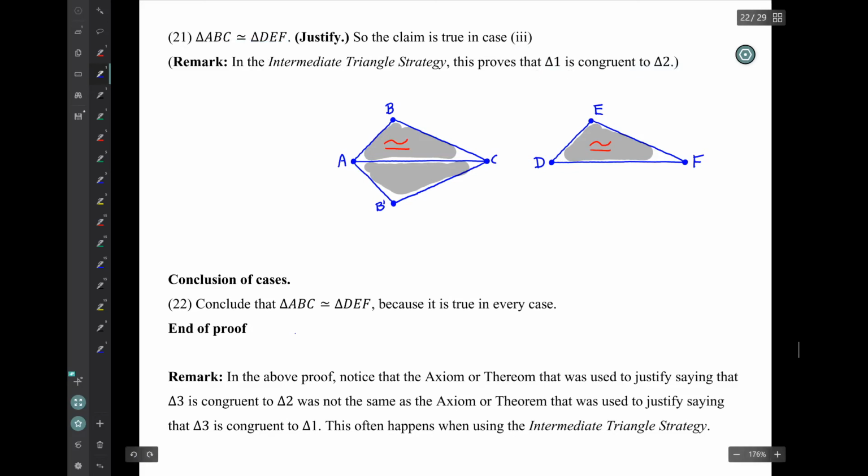We need to wrap up the cases though. We need to write a conclusion of cases. That is, we need to write this, that triangle ABC is congruent to triangle DEF, just without reservation, because it's true in every case. So we proved that it's true in case 3. Those other cases were discussed earlier. So since this congruence is true in every case, we just say simply that the congruence is true. Now, I have a remark written here that's actually wrong. I'm going to just cross this out.